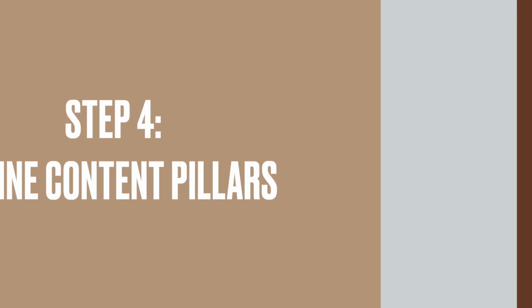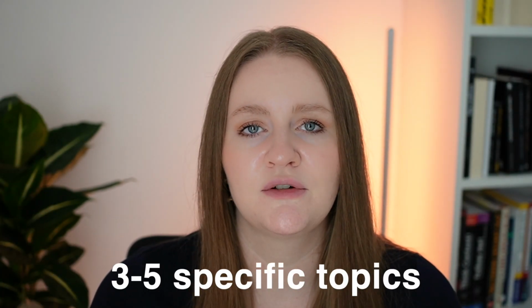Moving on to step number 4, define your content pillars. This is where the magic happens. This step is going to save you hours of time. So content pillars are 3 to 5 specific topics you consistently post about on your social media. They help you stay focused, save time, and connect with your ideal audience. They make sure your content always aligns with your brand and your goals.